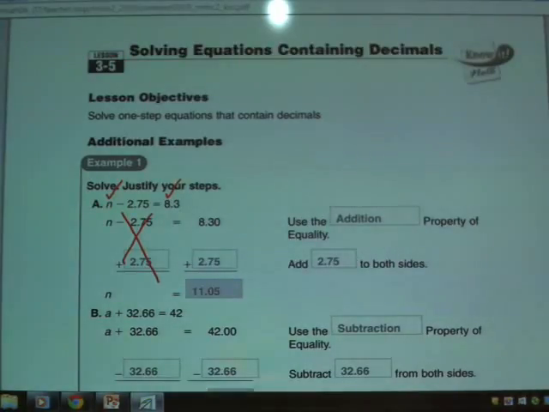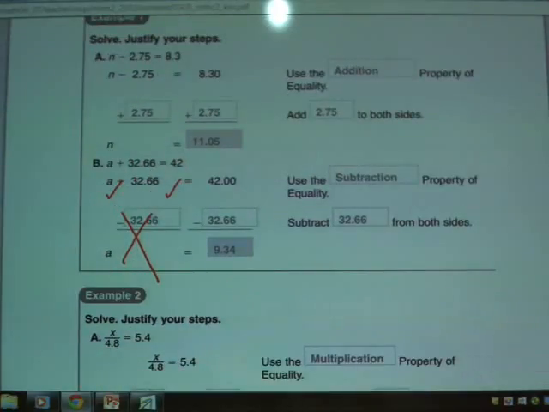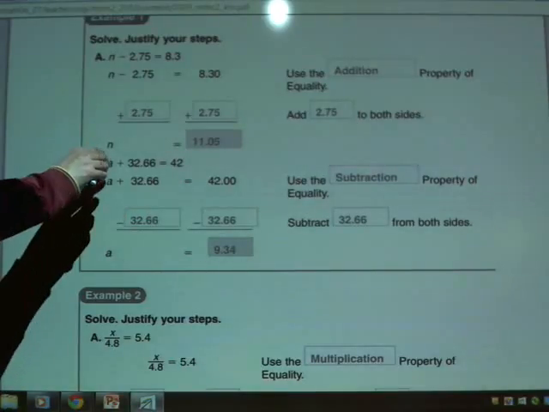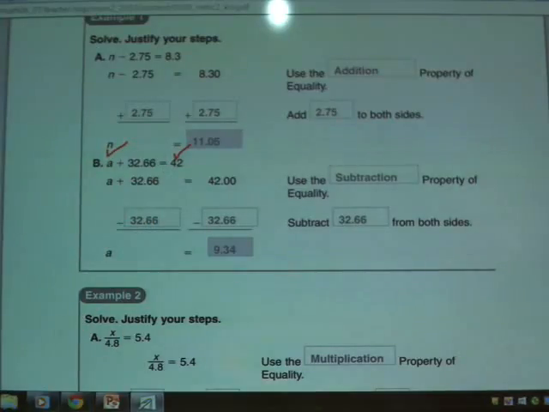All right, now B goes to just a question that has addition in front of it, but again, it doesn't change anything. It's still solving an equation. We've got a plus 32.66 equals 42. So we've got a variable on the left and a lonesome number on the right. So the only thing that's in the wrong spot is 32.66. He's a number, he's on the left, but he belongs on the right.